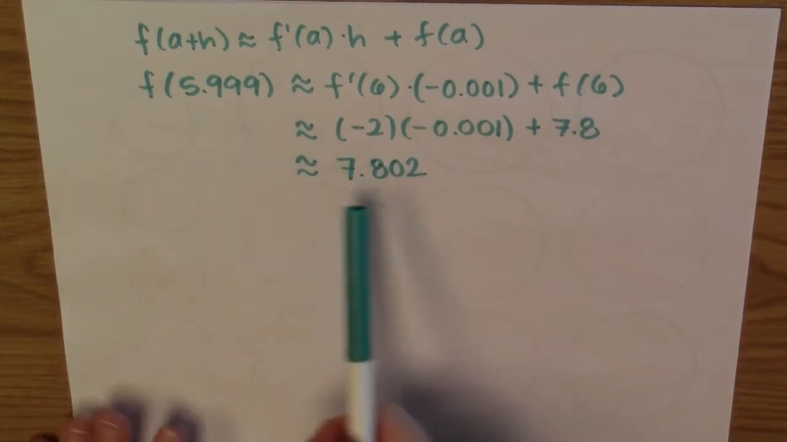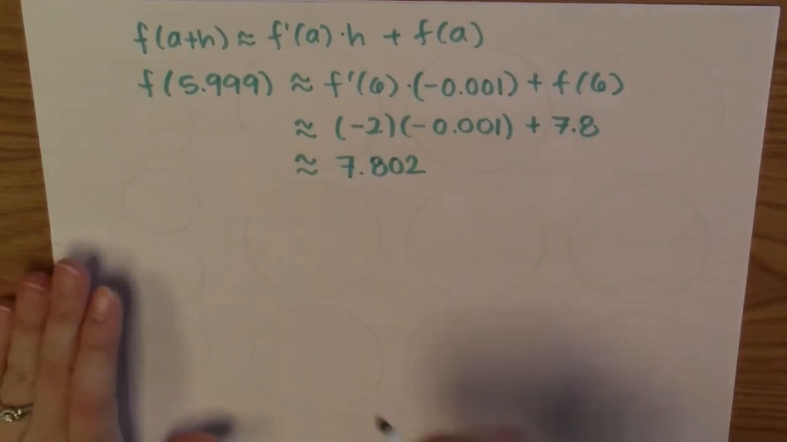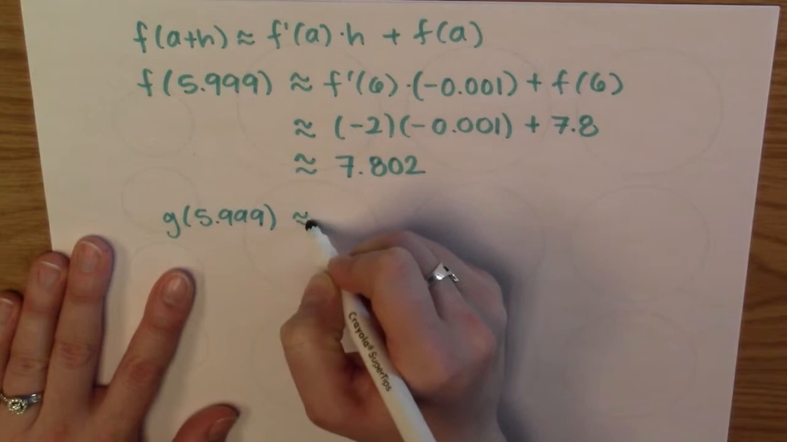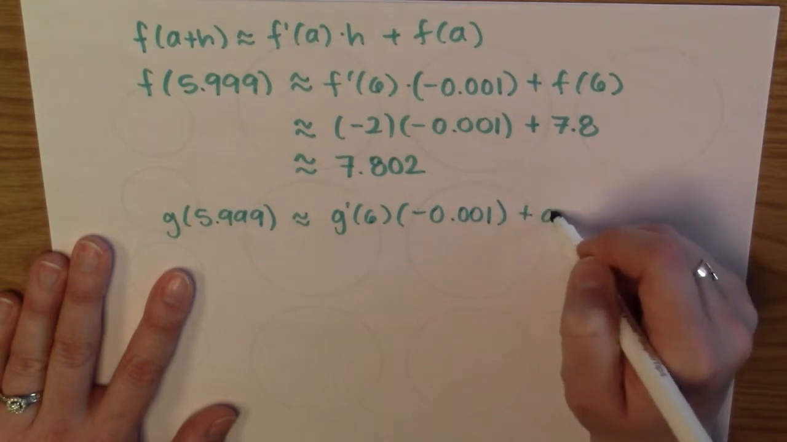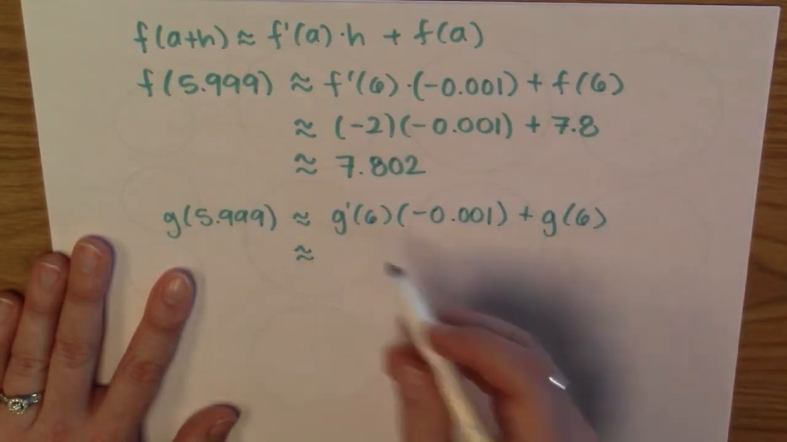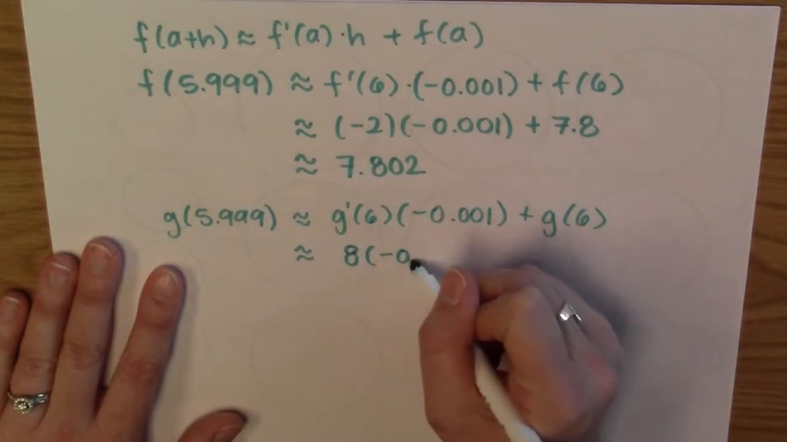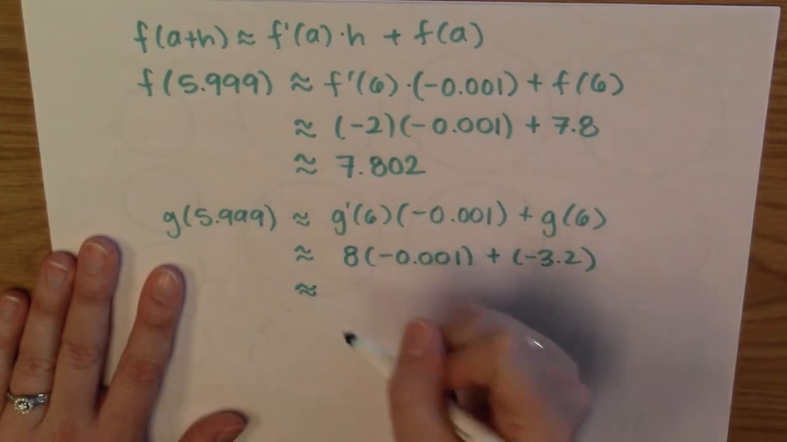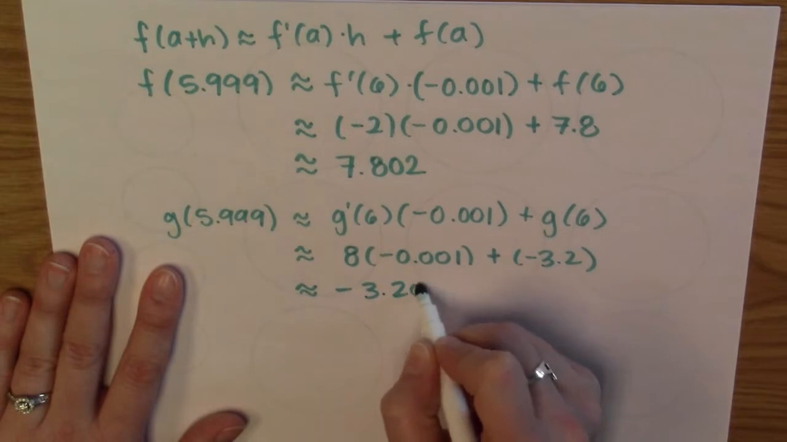So it's not exactly the value, but the value that we would get if the function moved along at a straight line, which is not such an unreasonable assumption since we're so close to the value 6. All right, we can do the same thing with our function g. g of 5.999 is approximately g prime at 6 times our h, which is 0.001, plus g at 6. Well, okay, so we know g prime of 6 and g of 6 from the chart. So g prime at 6 is 8 times negative 0.001, and then g of 6 is negative 3.2. So again, plugging this in the calculator, we get that g at 5.999 is approximately negative 3.208.